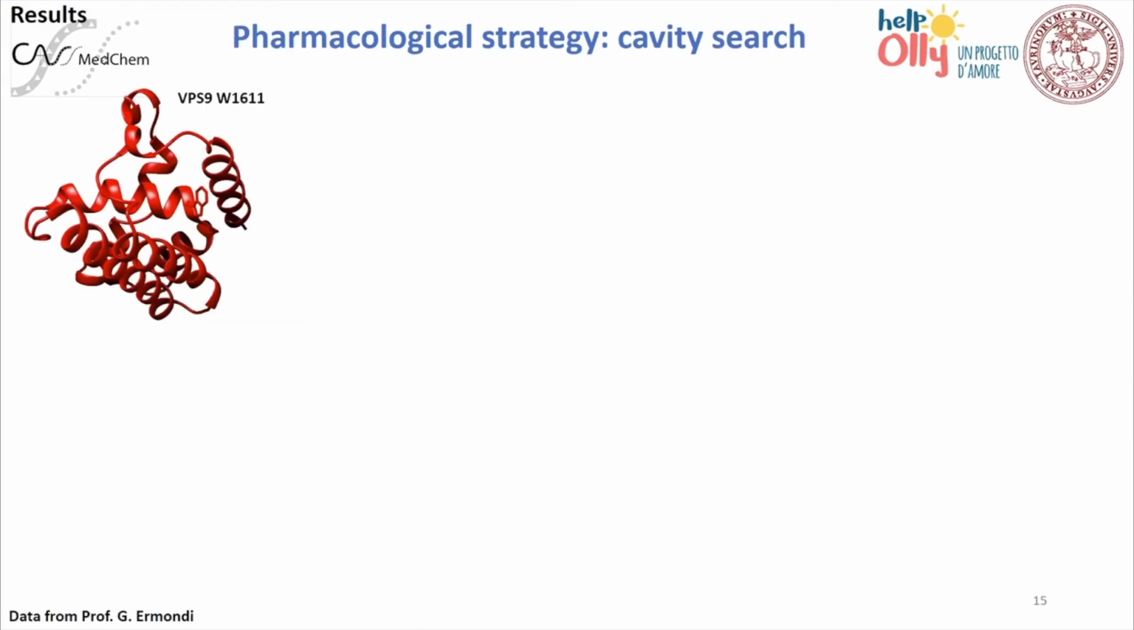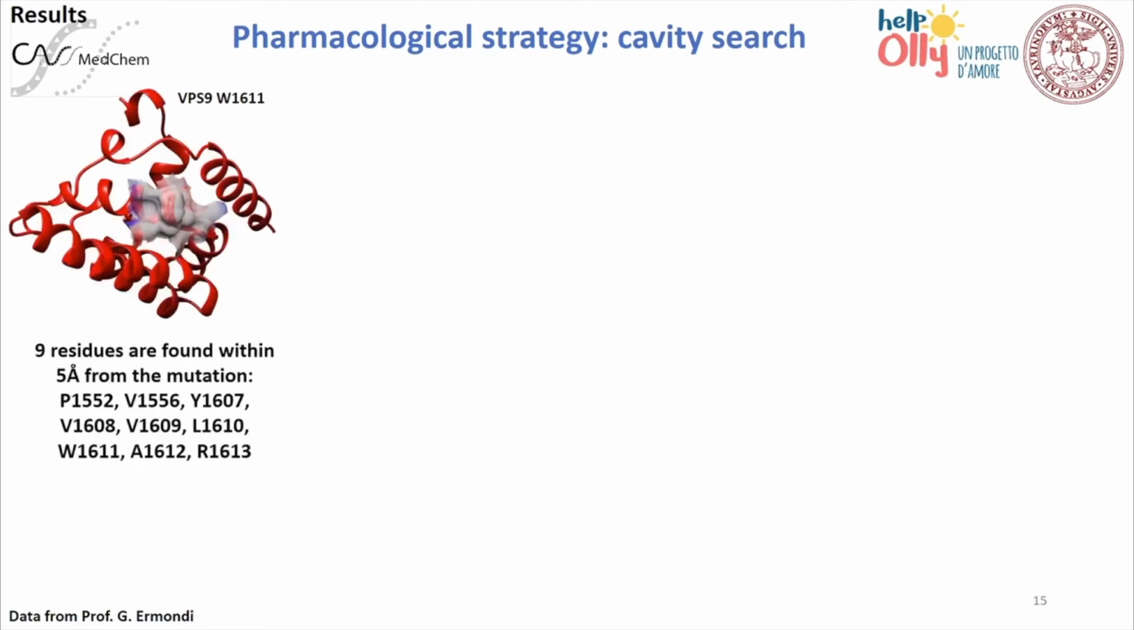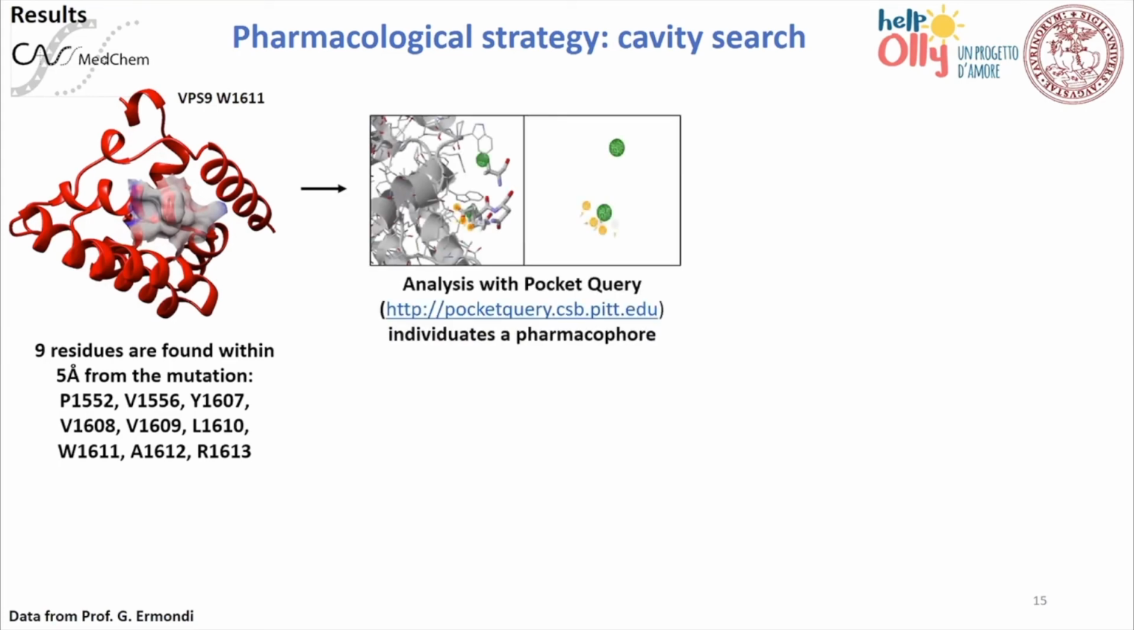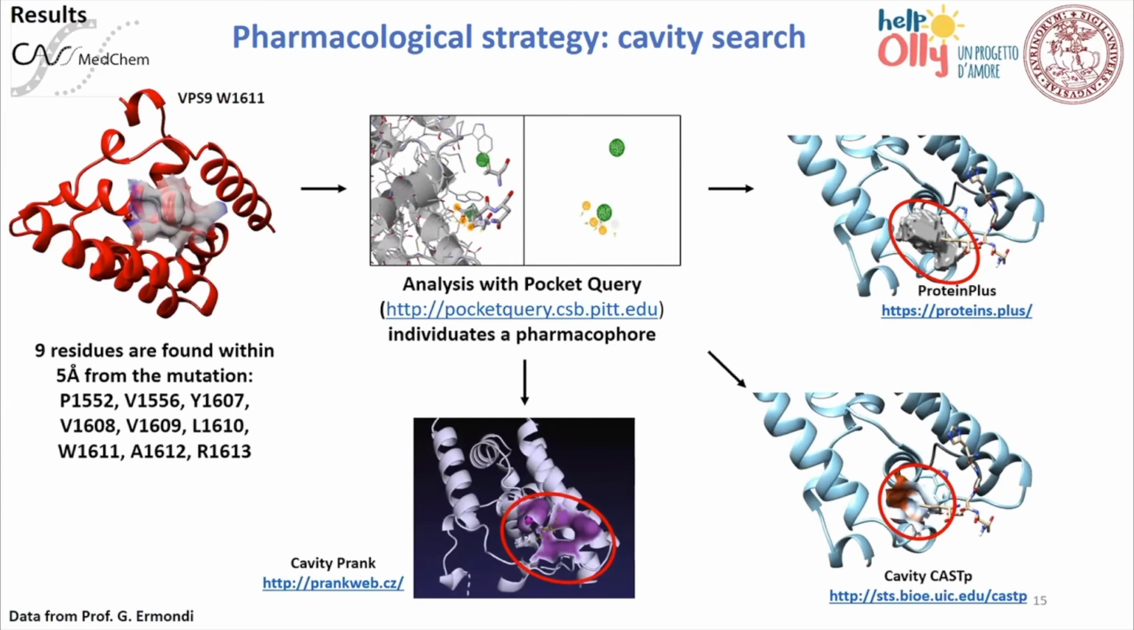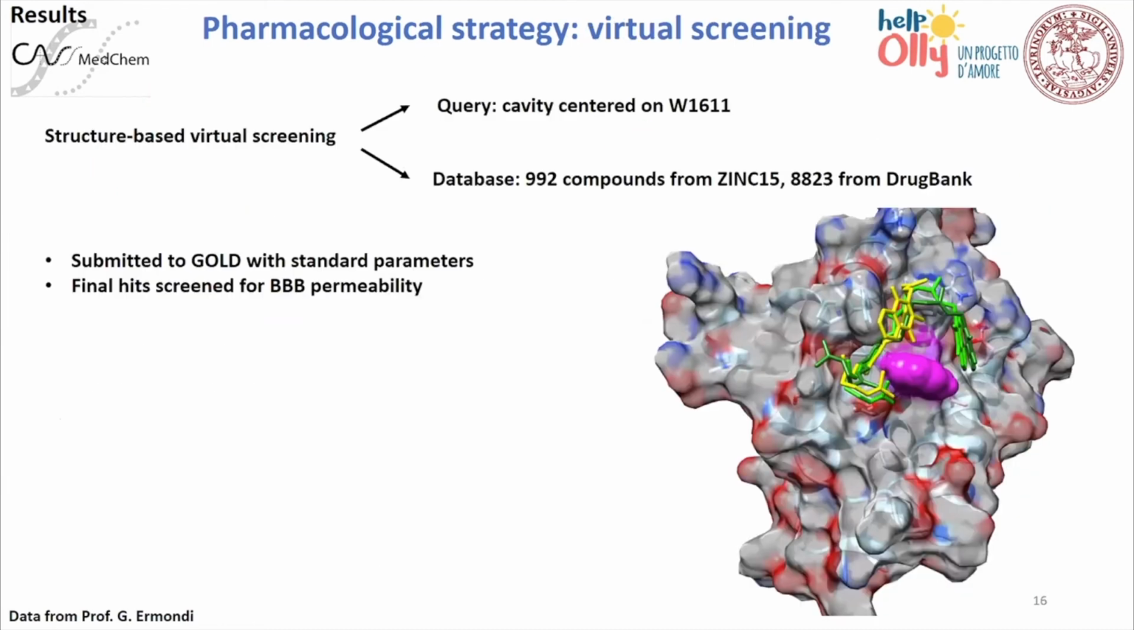But moving on, we also had in mind to have a pharmacological strategy in order to treat our patient. So by having the mutated model, we defined a region within 5 angstrom of some residues of interest that might be the target, basically, of a ligand search. We individuated the pharmacophore with PocketQuery. We utilized 3 different online tools to individuate a cavity, and all 3 individuated a similar cavity in proximity to the mutated residue. And therefore, we moved further on, and we performed a structure-based virtual screening by having as a query the cavity that we had found.